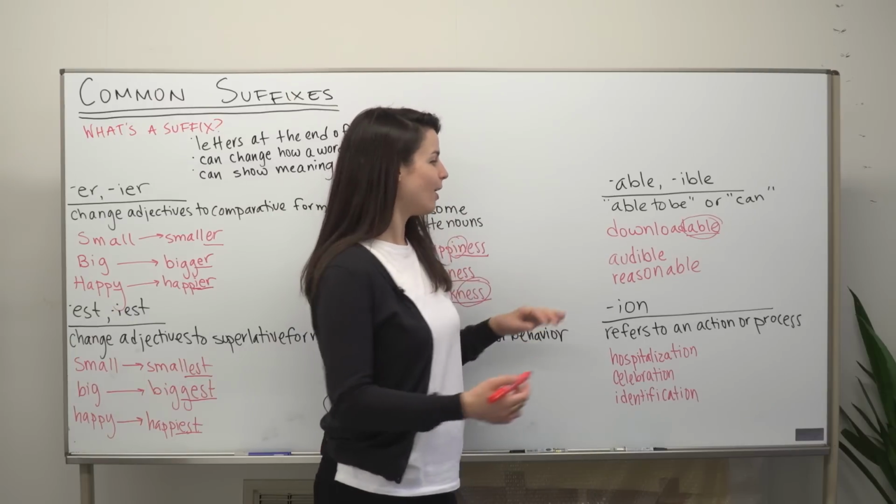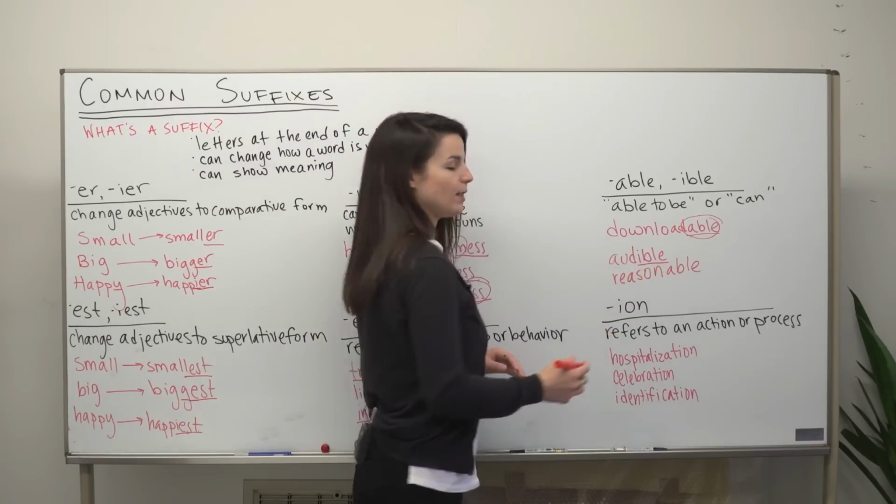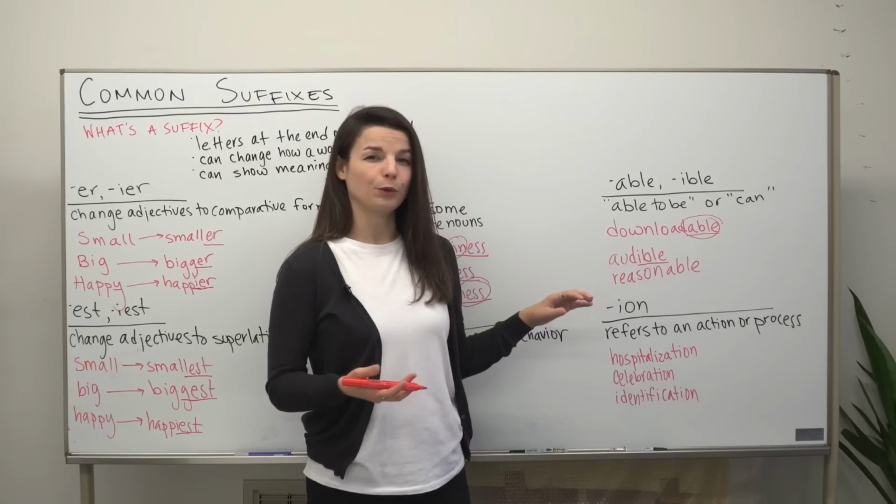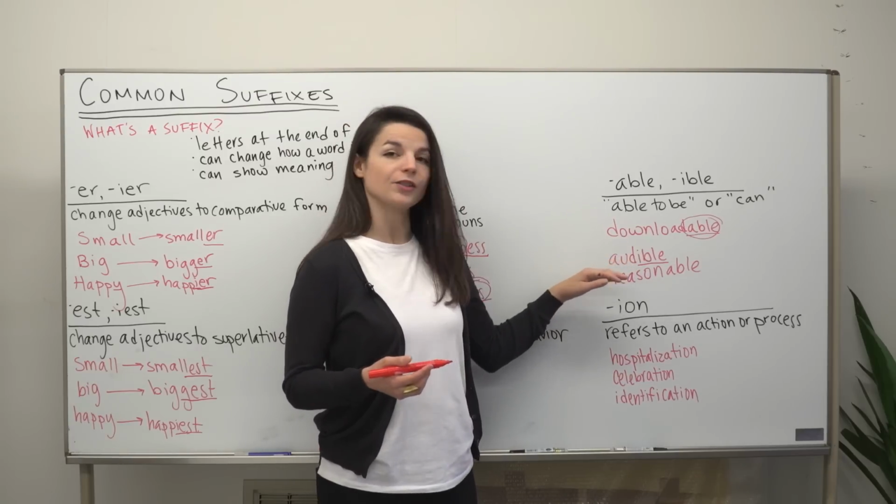Another example, audible. Here we see ible. So here we see in the root place though, odd. Odd is just the root.